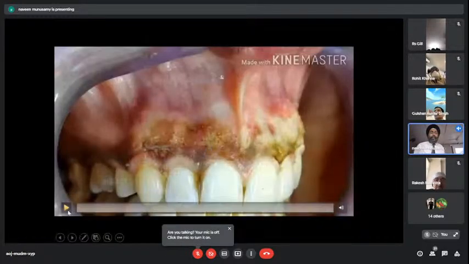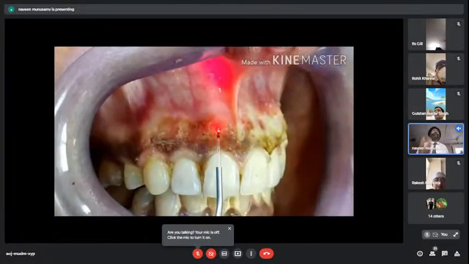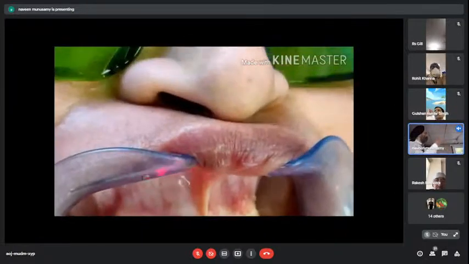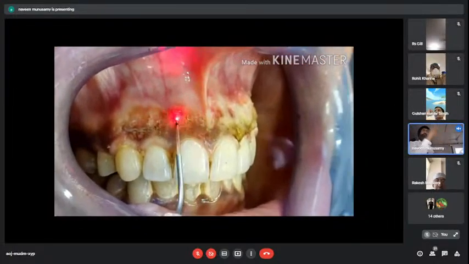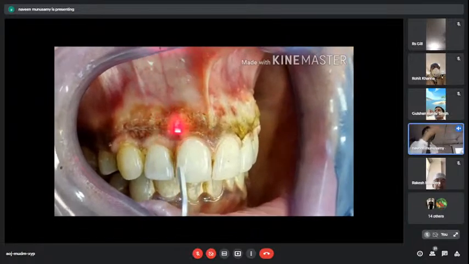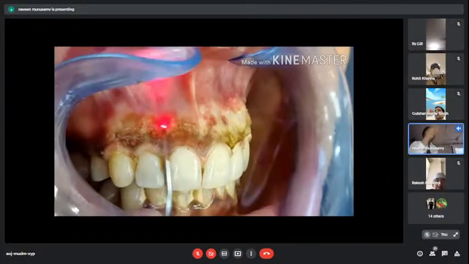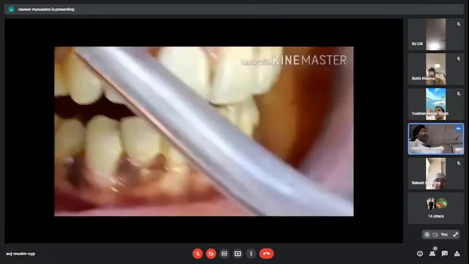So this is again a small video, a few seconds, which will tell you how simple laser depigmentation is. We think it might be something so difficult to do. We are just scraping the tissues with a laser. That's all you need to do. Sometimes it is advised by periodontists that you do it with a blade. You scrape the deep melanin pigment with a blade. But if you have a laser, you can do all that. So it is a simple, easy procedure to do.